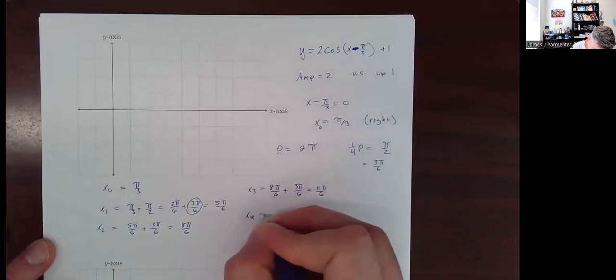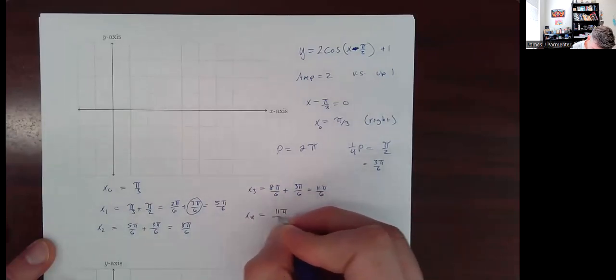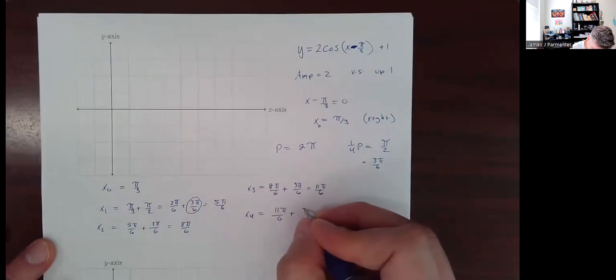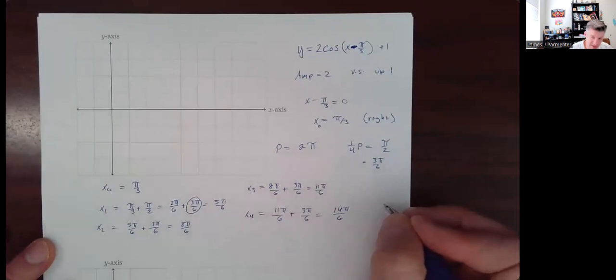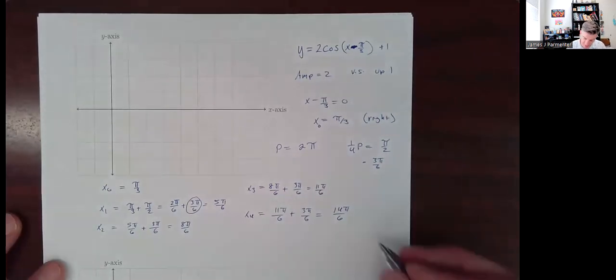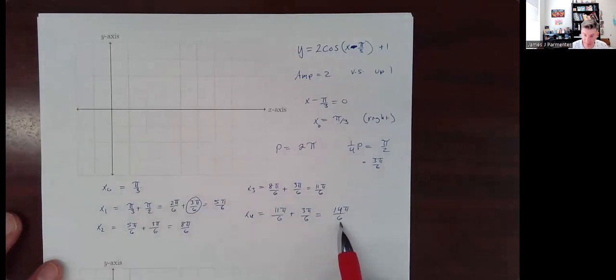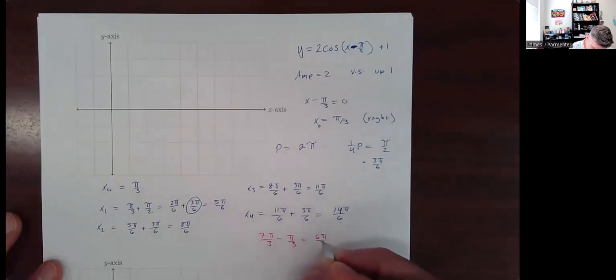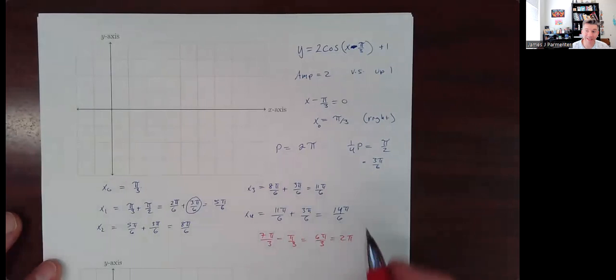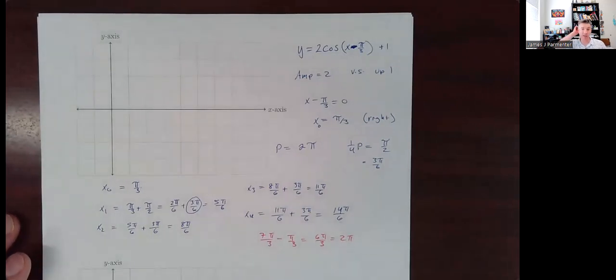Finally, my last value is going to be my previous one plus a quarter of a period, which is 3 pi over 6, which is going to be 14 pi over 6. Now, I'm going to point out this reduces to 7 pi over 3 because the difference between pi over 3 and 7 pi over 3 is exactly 6 pi over 3, which is 2 pi, which is 1 full period. You don't need to check this, but it's just nice to check and be like, oh yeah, we actually got 1 full period from beginning to end, so we're good.